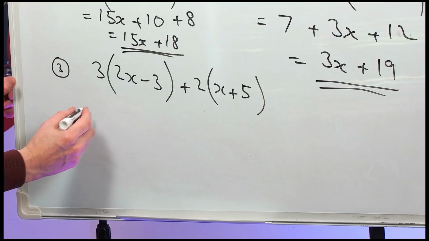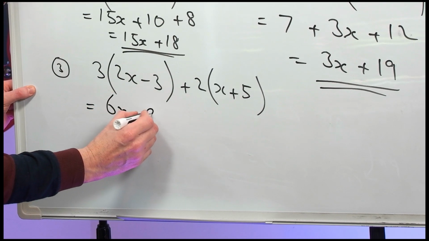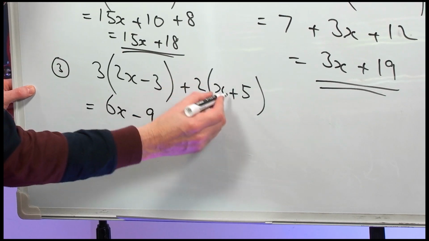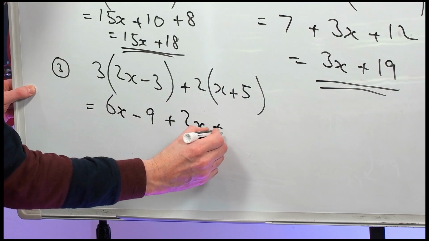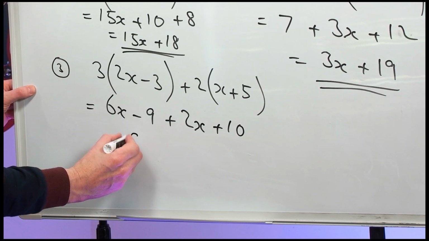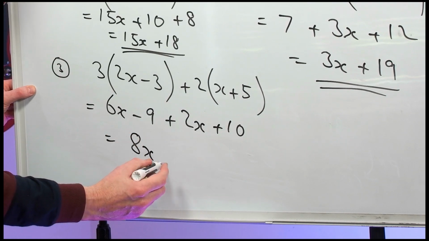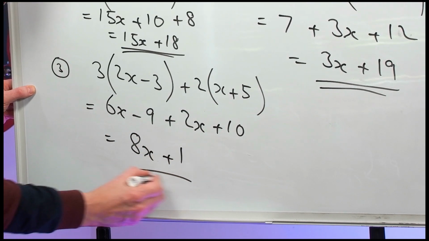Number 3. So multiply out the brackets. We have 6x minus 9 plus 2x plus 10. Now, add them up. We have 8x. Now, plus 10 and minus 9, that's plus 1.